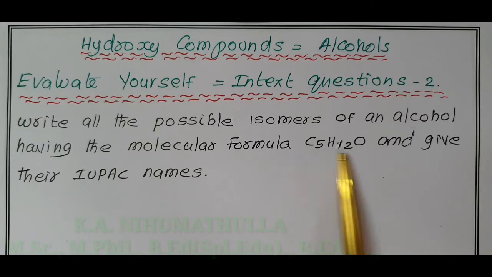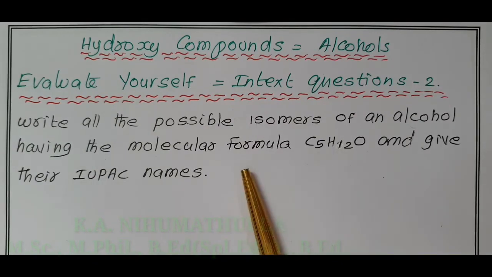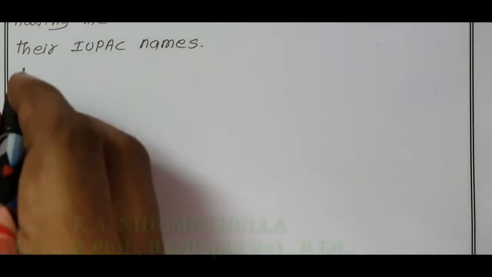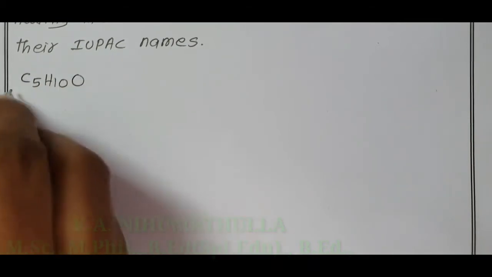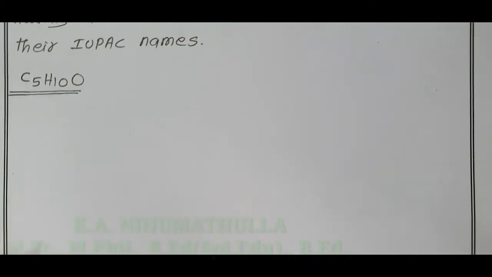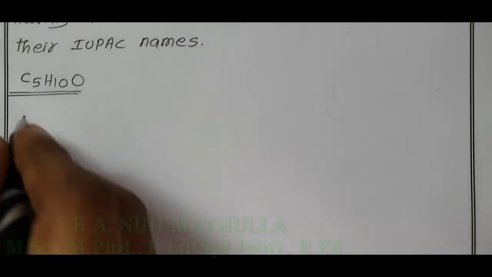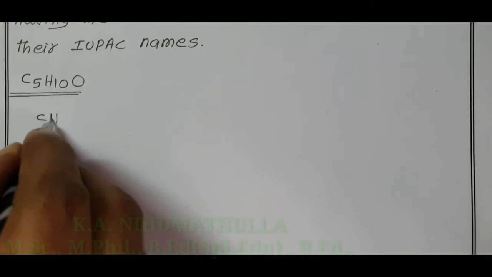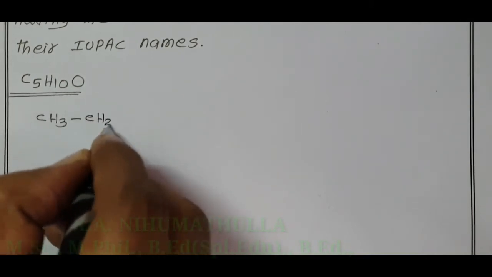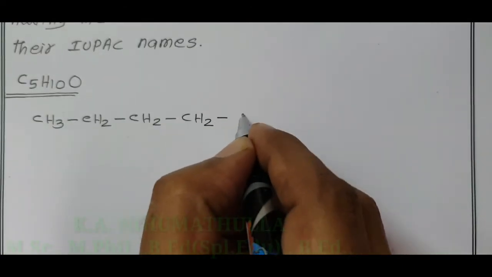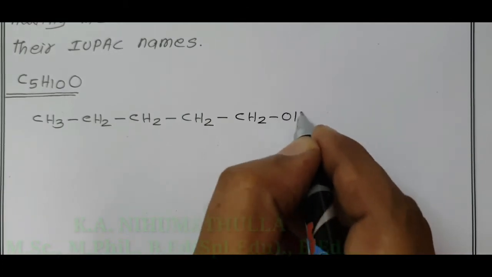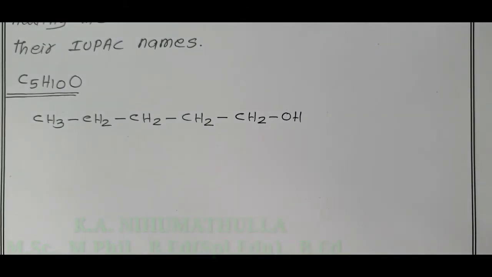The molecular formula given is C5H12O. For this formula, we have to write the number of isomeric compounds and also the IUPAC names. First I start with the linear chain alcohol: CH3, CH2, CH2, CH2, then the fifth carbon CH2OH, the first alcohol. Now I write the IUPAC name of this compound.